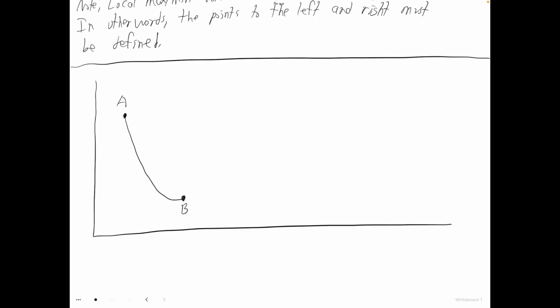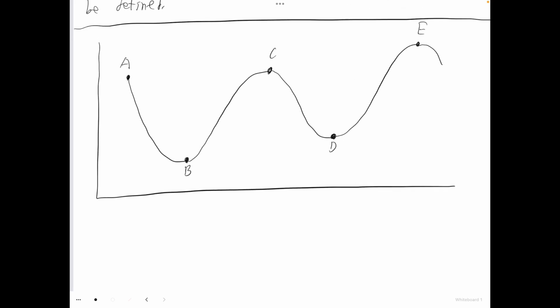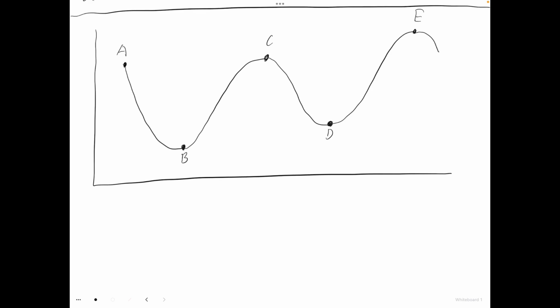Point A, point B, point C, point D, point E, and then it keeps going, but we're not going to go any further than that. So what we want to do here is identify local minimums and maximums, just to reiterate this point. So we have a local max, local min, and we're also going to mention the global max and global min.